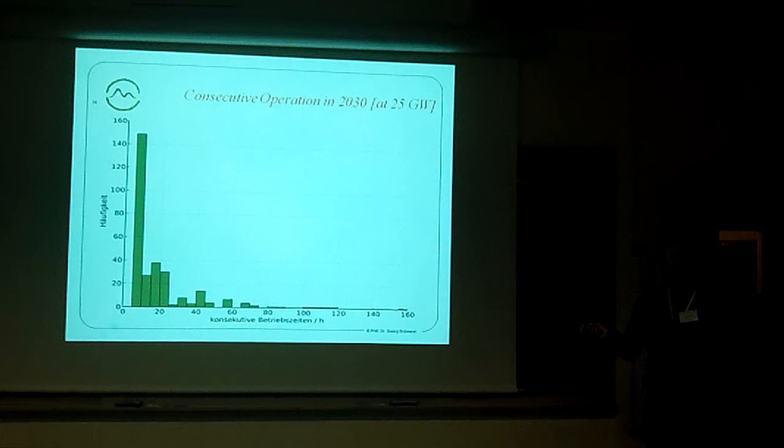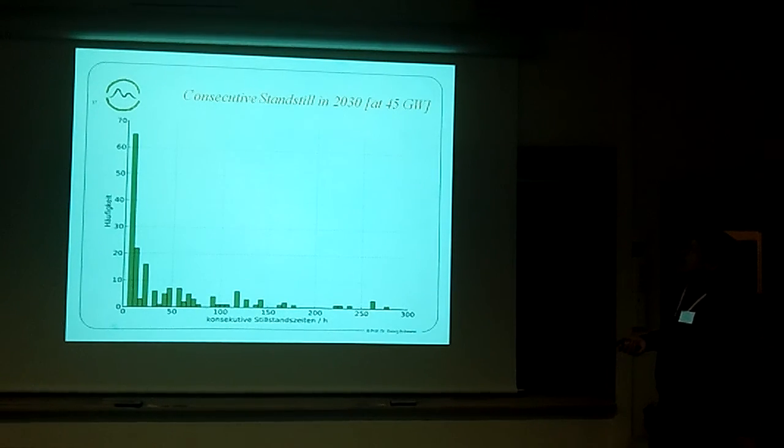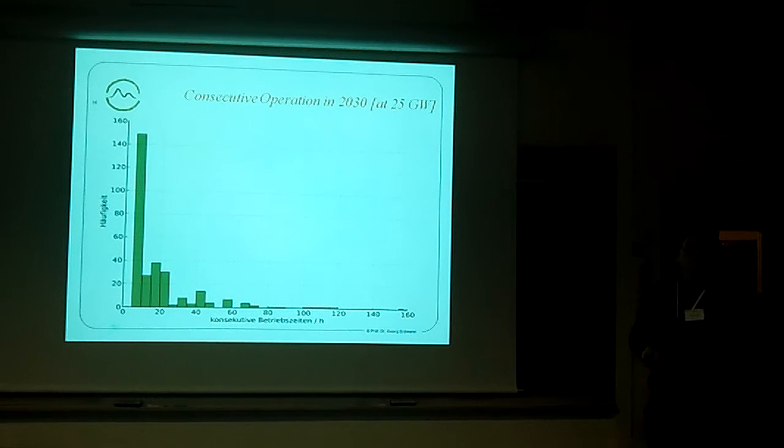This is the first approach. We want to know for the power station the statistical histogram in a typical reference year, what is the distribution of standstill periods and operation periods for each individual power station, for each position in the merit order, and of course for each share of renewables. So a lot of conclusions.